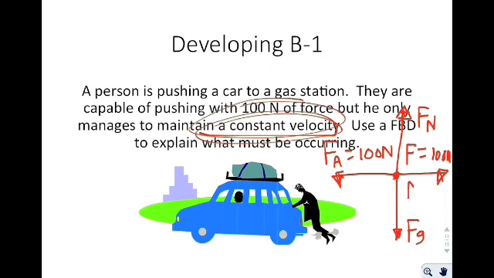It could be friction. It could be another person applying a force. It could be anything else, but we don't know what it is. But we do know that there's a force opposing it of 100 newtons. So we would write our free body diagram, and we'd want to say Fa, and I would say Ff, because I'm pretty sure it's friction, that those two things are equal. And then we would say Fn equals Fg.